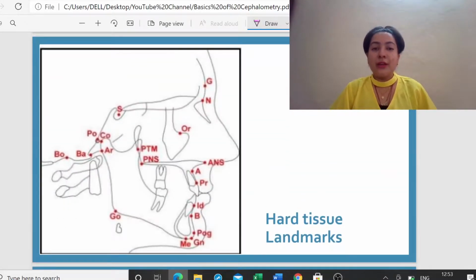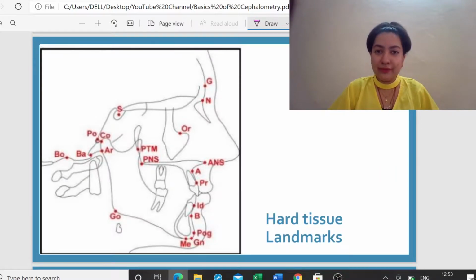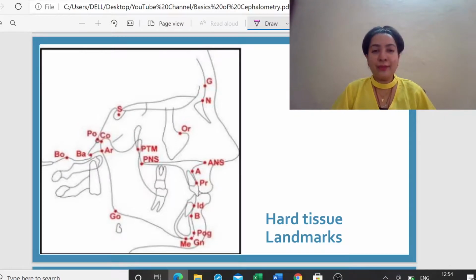Moving on. Now once we get a lateral cephalogram and we need to analyze it, there have to be certain points based on which we can take measurements. If you want to measure an angle, if you want to measure a line, there has to be a landmark. Based on that landmark only you can do the study. Okay, so there are certain landmarks which are known as hard tissue landmarks, and there are certain landmarks which are soft tissue landmarks. So there are two types of landmarks, hard tissue and soft tissue.